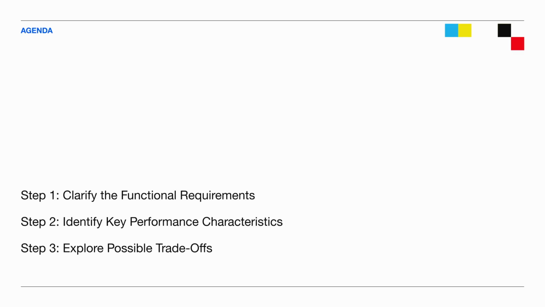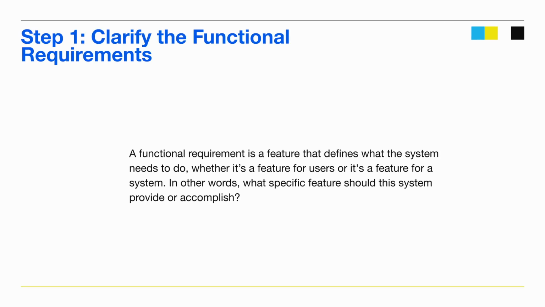All right, so here's what we're going to cover today. You're going to learn 3 key steps to help you analyze functional requirements and create efficient system designs. Step 1, clarify the functional requirement. Step 2, identify key performance characteristics. Step 3, explore possible trade-offs.